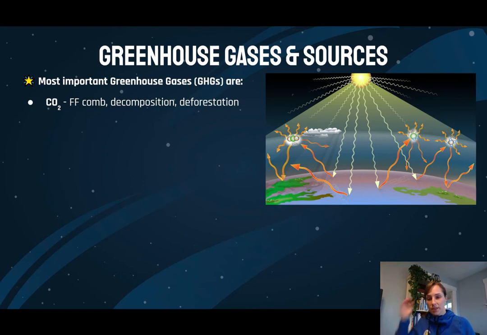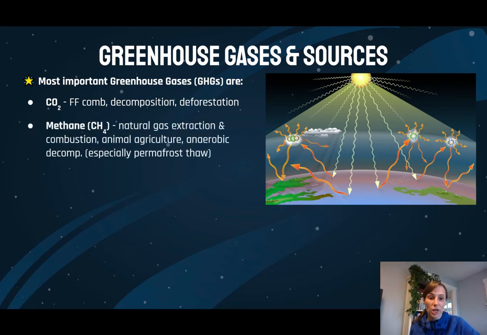So carbon dioxide can come from fossil fuel combustion. It can come from decomposition, deforestation. And again, because of all of our fossil fuel combustion here on Earth, this one is getting released at rapid amounts. We also have methane. This comes from natural gas extraction and natural gas combustion. It also comes from animal agriculture.